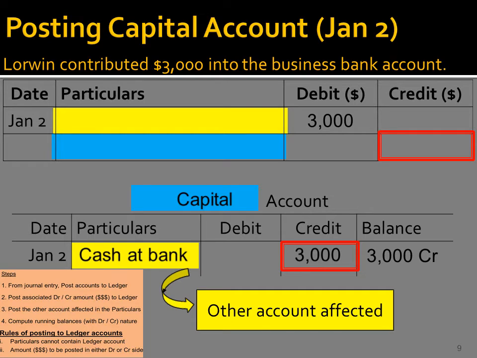The second check is that the amount we have posted would only apply on either the debit or credit side. From the journal entry, we have credited capital $3,000. So we would need to post the $3,000 on the credit side of the capital ledger account that we are preparing. We have now posted all the accounts to the respective ledgers for the first transaction.